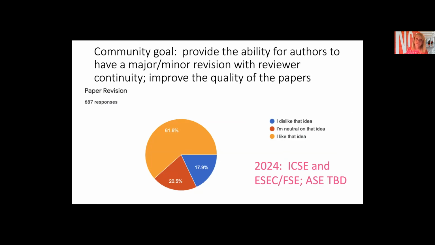Another community goal was around what we'll call dual deadlines. The community goal was to provide the ability for authors to have a major/minor revision with reviewer continuity and to improve the quality of the papers. This is the pie chart of the community survey that 687 of you throughout the world answered last year. 62% were in support of this idea, 20% didn't care, and 18% didn't like it. We are moving forward, so we see it as having 80% kind of support.